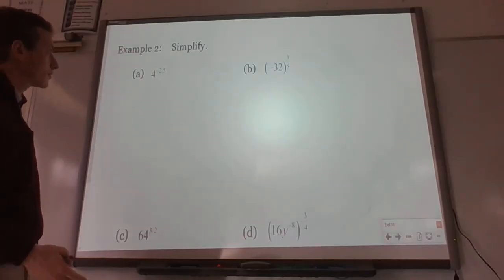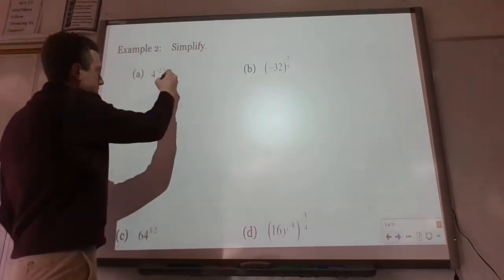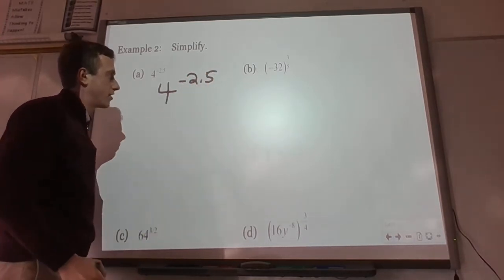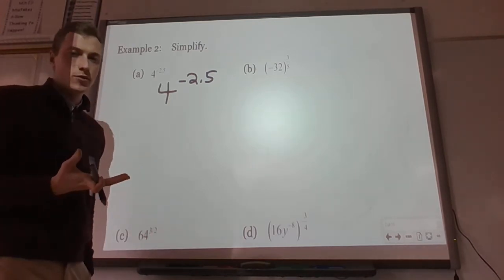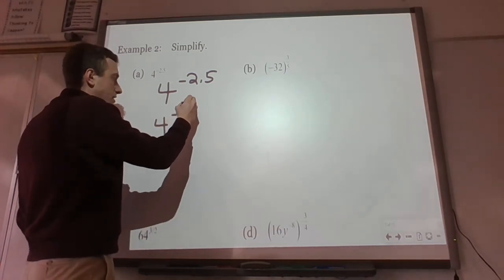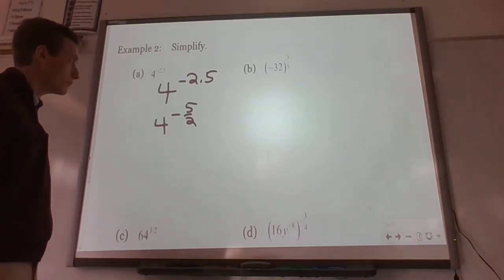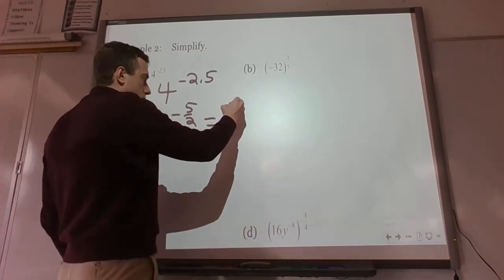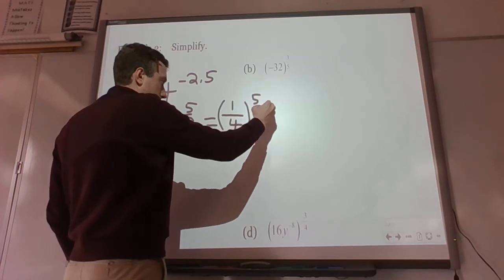A few more examples. I'm going to rewrite these just in case the camera isn't quite picking these up. 4 to the negative 2.5 power. One thing we could do is convert that decimal to a fraction. We could say 4 to the negative 5/2. And then remember, negative power kind of means to do the inverse. So we can say 1/4 to the 5/2 power.